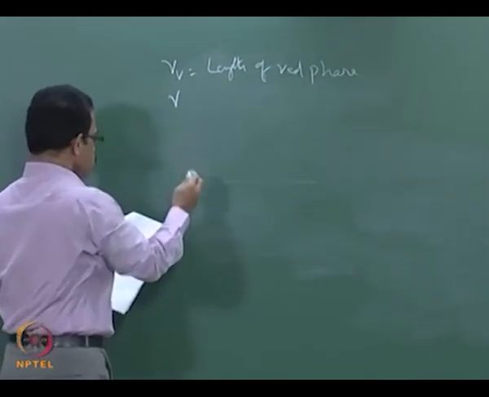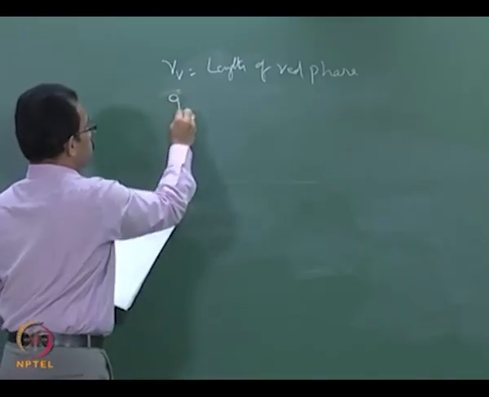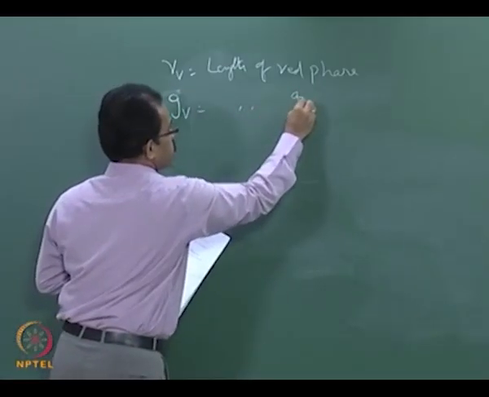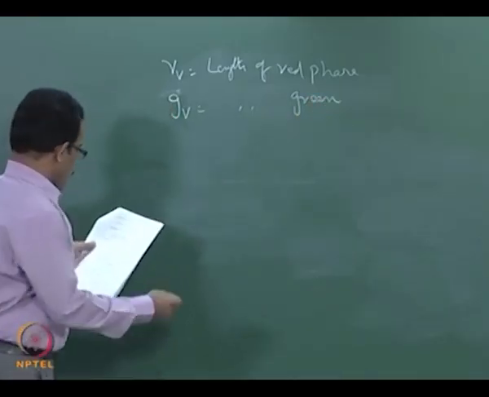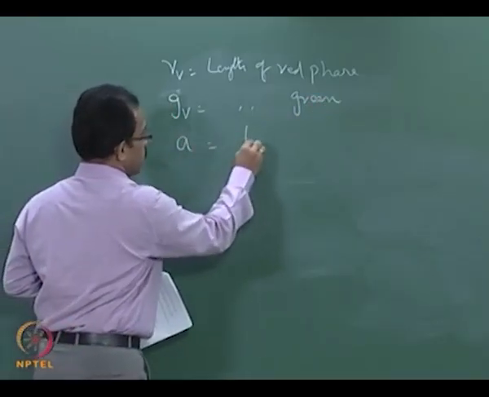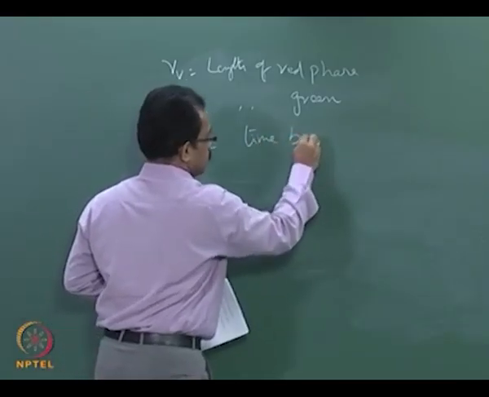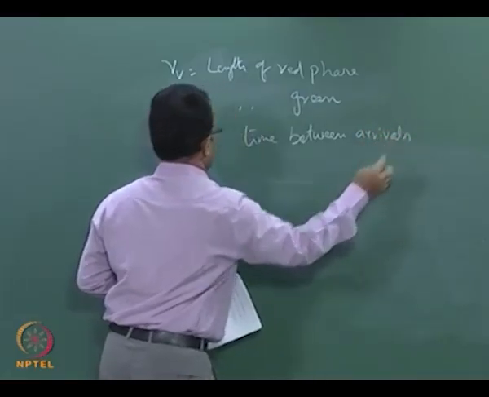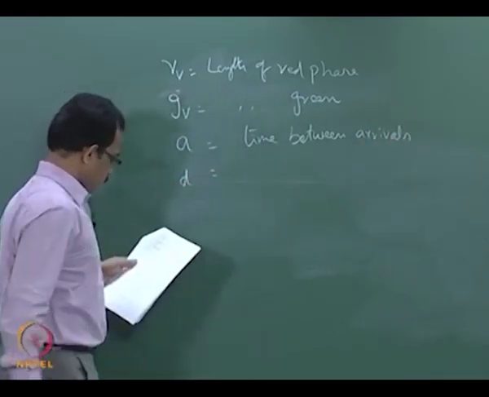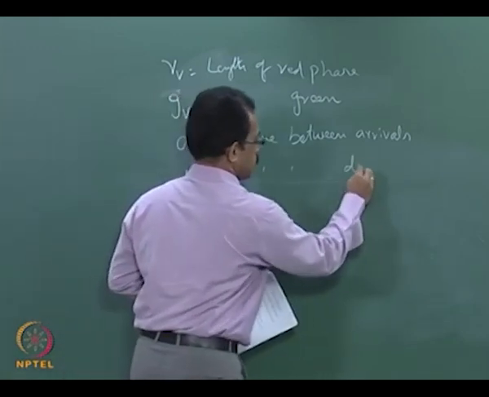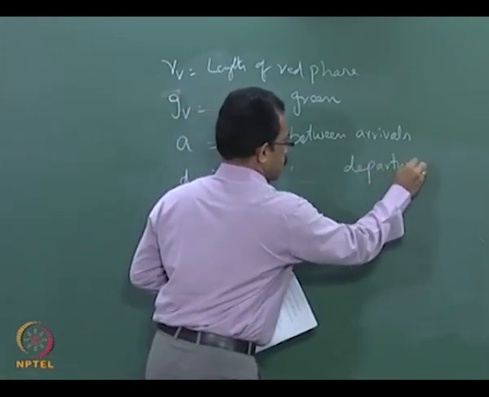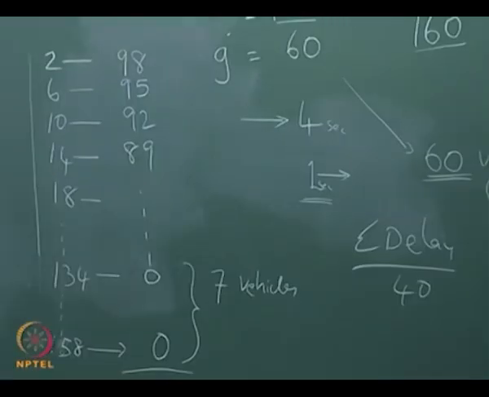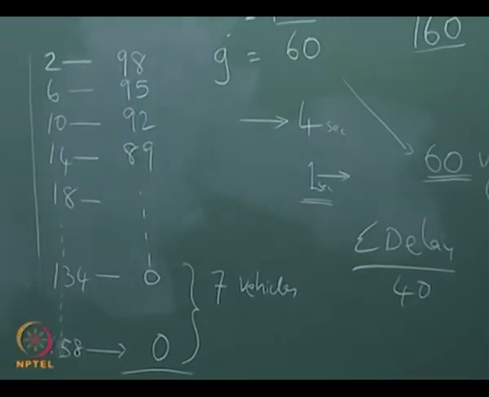and similarly GV is the length of the green phase, and then A is the time between arrivals and D is the time between departures. Same as what we saw there, RV was 100 and GV was 60 and A was 4 and D was 1.